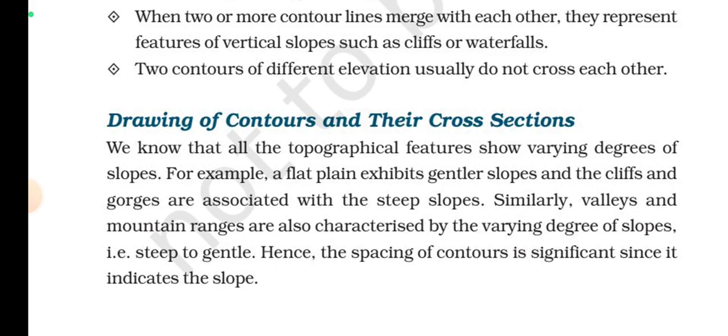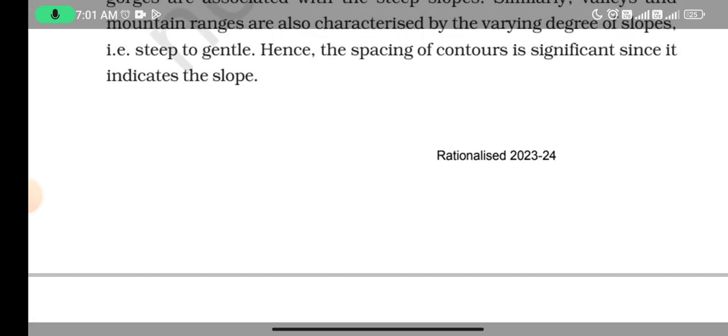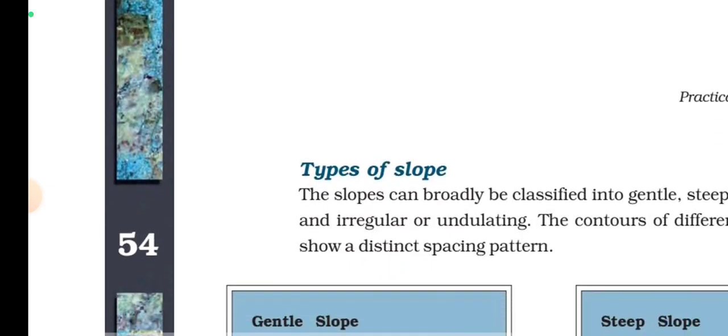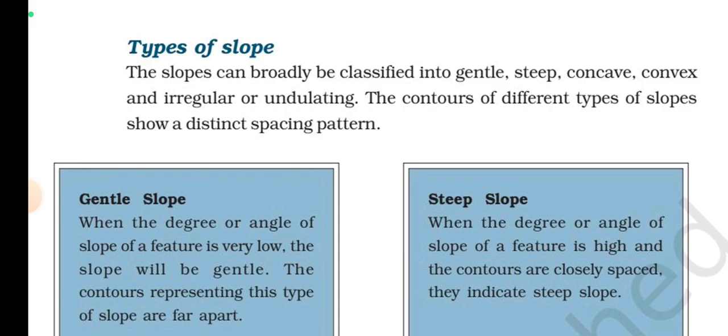Similarly, valleys and mountain ranges are also characterized by the varying degree of slopes, that is steep to gentle. Hence, the spacing of contour is significant since it indicates the slope. Now, types of slope. The slopes can broadly be classified into gentle, steep, concave, convex, and irregular or undulating.